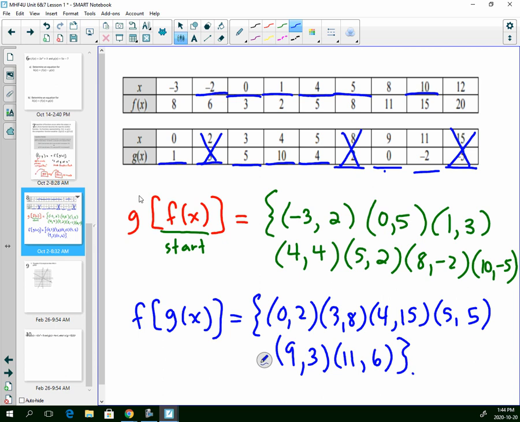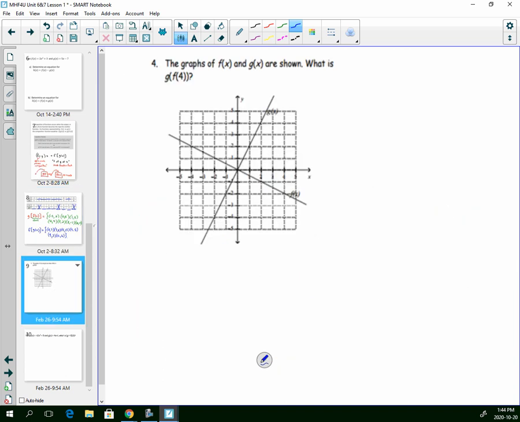Okay, so that's ordered pairs or tables of values. If we have a graph, we just read it off the graph. We don't have to know the equations of these lines. So don't worry about finding an equation given a picture, okay? All you have to do is read it off the graph. So it wants us to find g of f of 4.